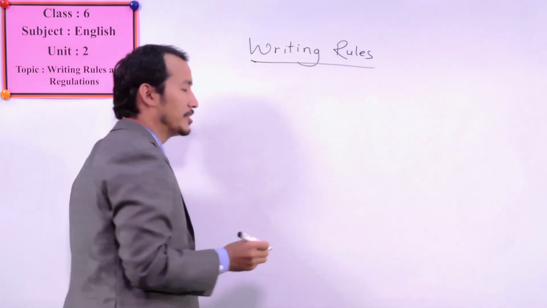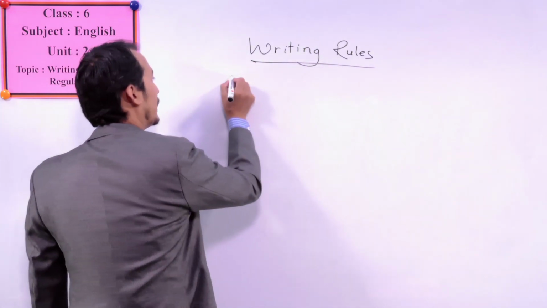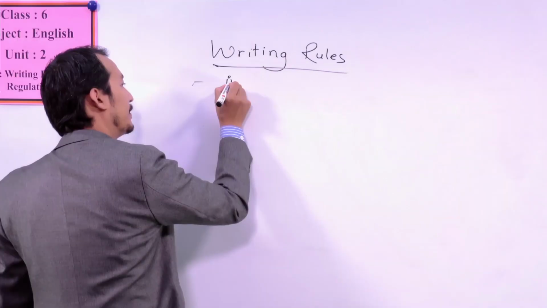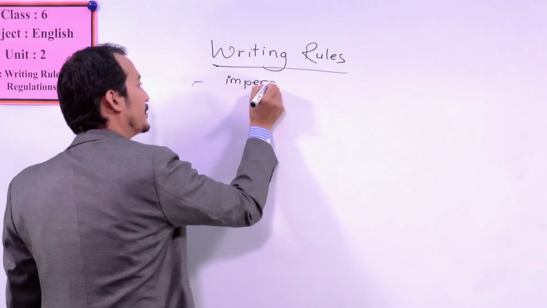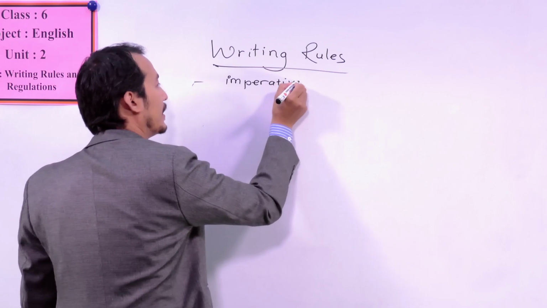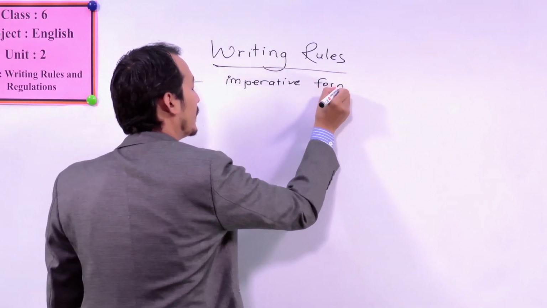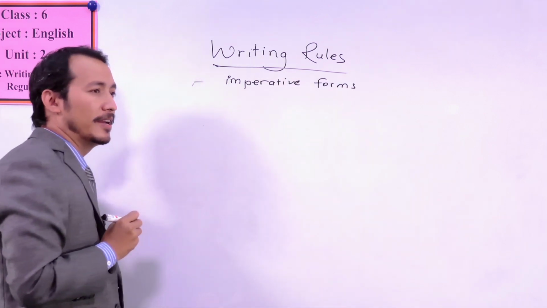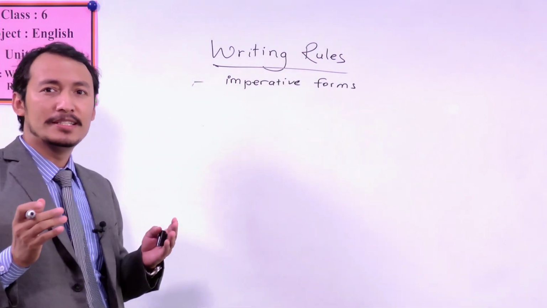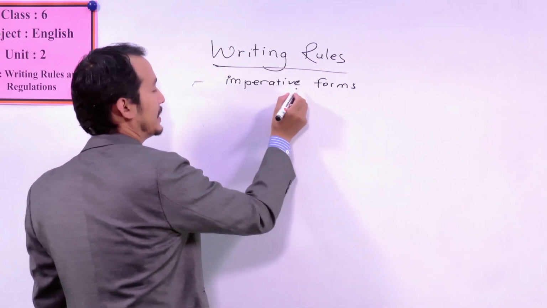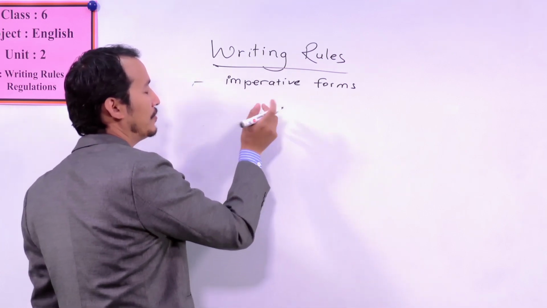For writing rules, we write mostly in imperative forms of sentences. What are imperative sentences? I'm going to explain to you. There are 4 types of sentences. Okay, students, there are 4 types of sentences.